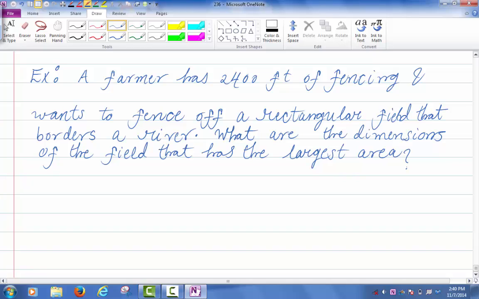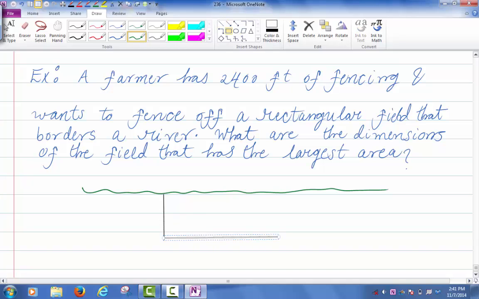With these problems, always you just have to read and read a couple of times to make sure you understand what is being asked. Make some diagram in order to understand the problem. So in this case I will make a diagram, which is, let's say on this side you have a river, and the farmer is trying to fence off a rectangular field like this.